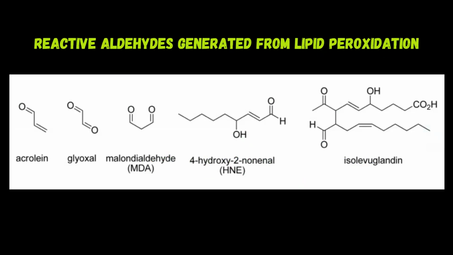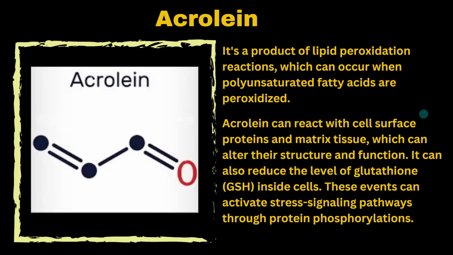These are the reactive aldehydes, or reactive byproducts, generated from lipid peroxidation. The first is acrolein, then glyoxal, malondialdehyde, 4-hydroxy-2-nonenal, and isolevuglandins. These are the major products of lipid peroxidation. Acrolein is a product of lipid peroxidation, which can occur when polyunsaturated fatty acids are peroxidized.